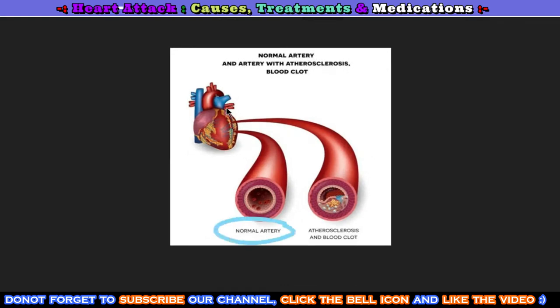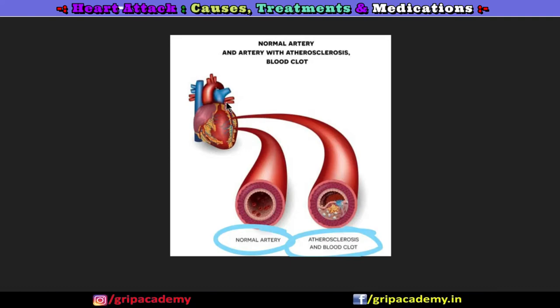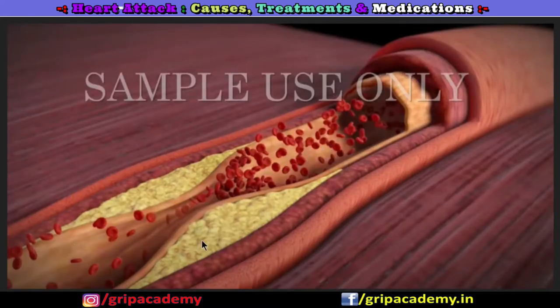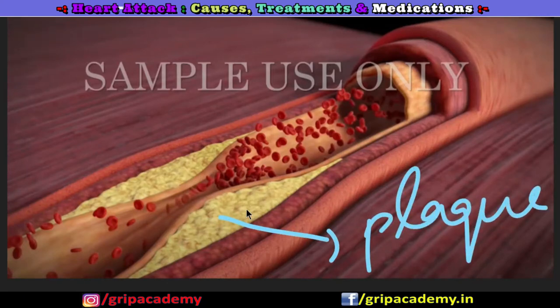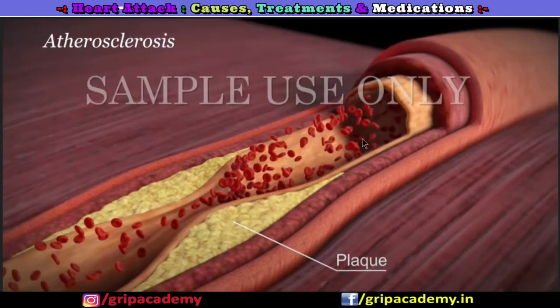If you can see here, this is a normal artery and this is the artery with atherosclerosis. I'll tell you what this is. If you can see in the next diagram, you can make it out very easily. This is our normal artery and this is what you call a plaque. This plaque keeps on accumulating in the arteries, which is reducing or narrowing this blood vessel.